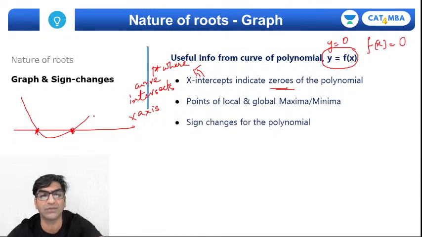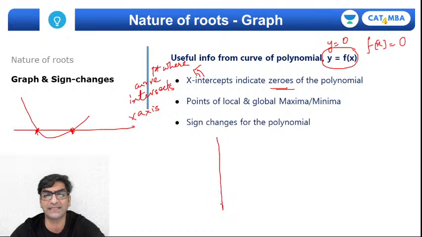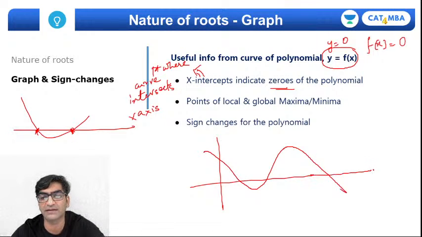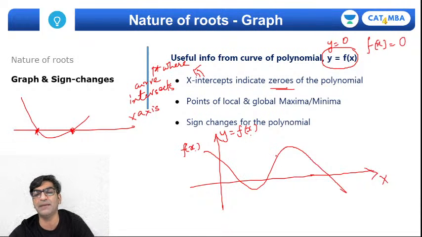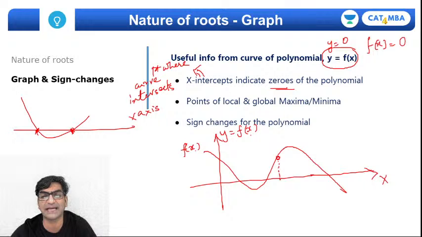इसको थोड़ा सा समझ लेते हैं. What do I mean by sign changes? So let's say this is the polynomial, and here's what the graph looks like, right? For a polynomial f of x, right? Now know that along the x-axis you're plotting the independent variable x, but along the y-axis you're plotting the function value, right?